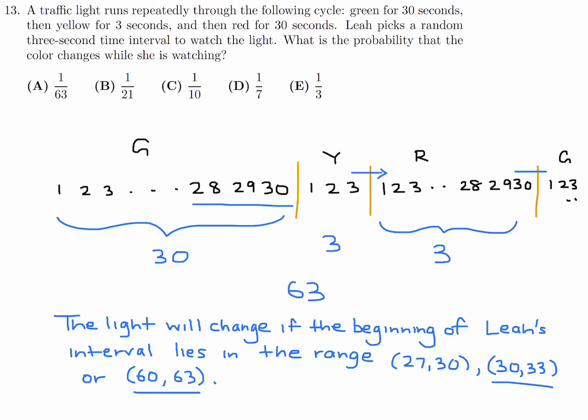So that's a total of 9 seconds, 3 from here, 3 from here, and 3 from here, and 9 seconds out of the total range, which is 63. So that becomes, if you reduce it to lowest terms, 1/7. So that's the probability that the color changes while she is watching in any of her 3-second intervals. So number 13, the answer is D.